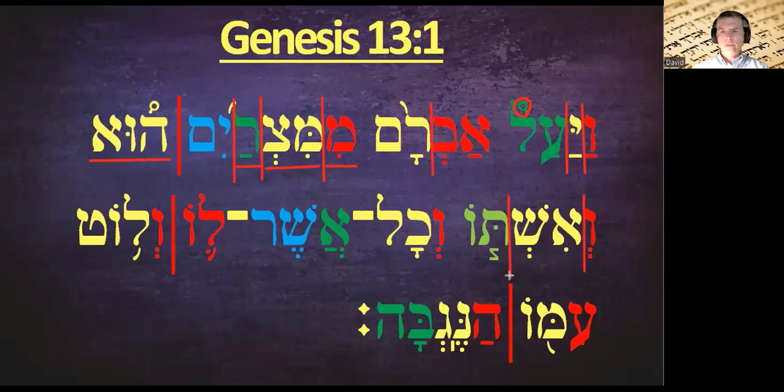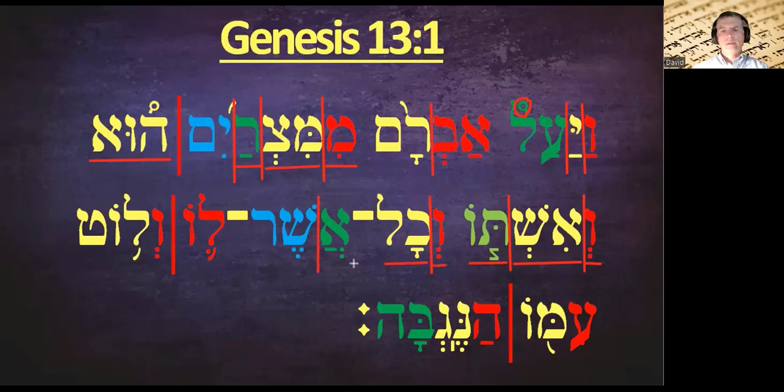Next line, three syllables. This word is pronounced va, ish, to. Put those together: va'ishto means and his wife. Next word is v'chol. V'chol: and all, or everything. Kol means all or everything.